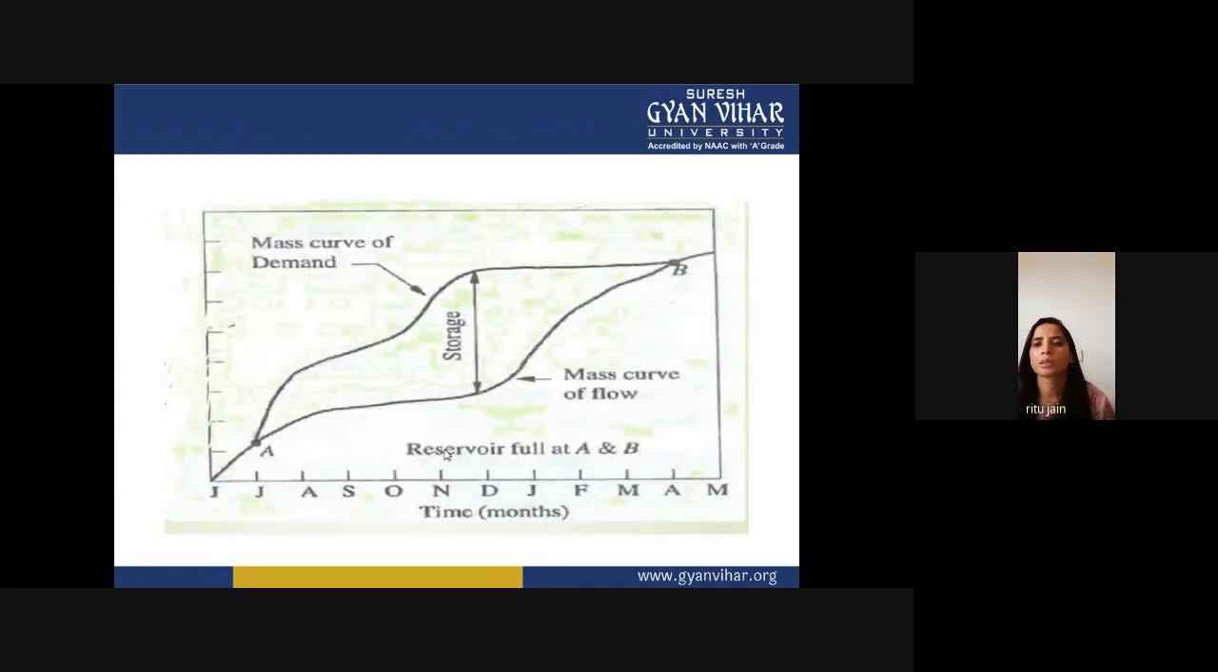So this is your mass curve. In this diagram, you can see that the reservoir is full at A and B. This is your mass curve of demand, and this is your mass curve of flow. How much flow you are getting and how much demand is required. So you need this much storage for your reservoir. So this is your mass curve.